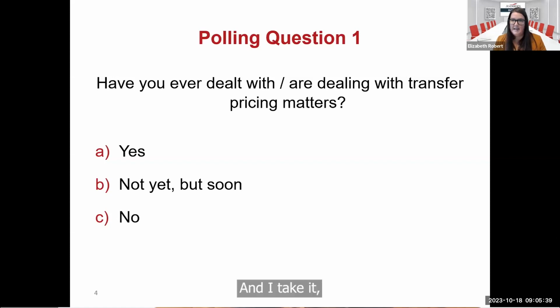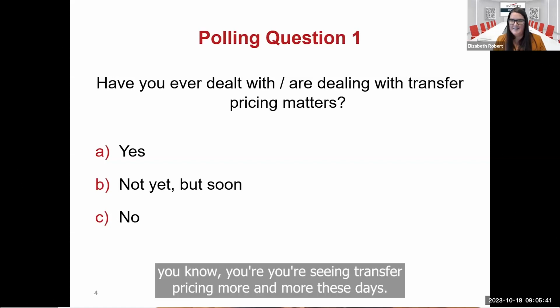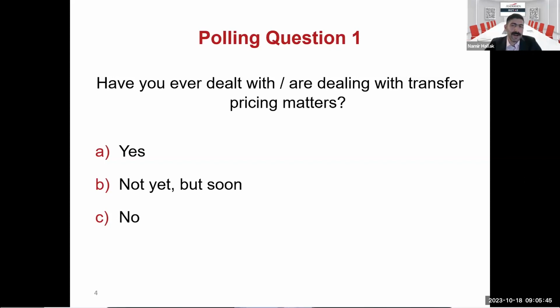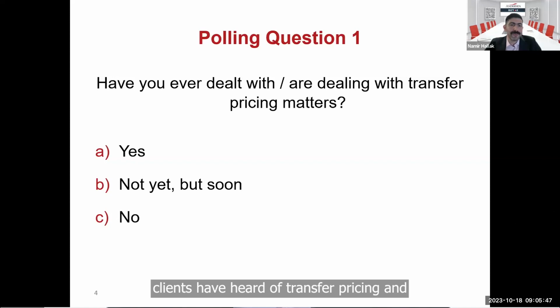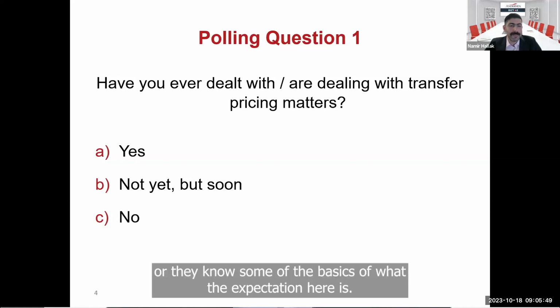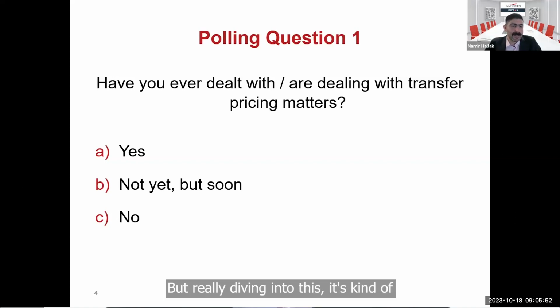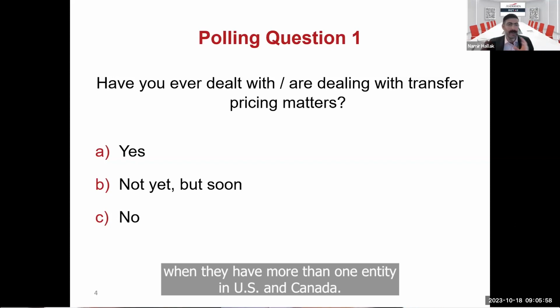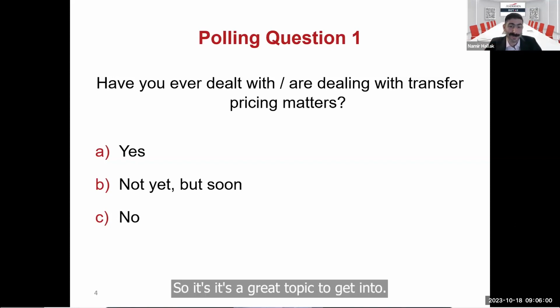And I take it you, Namir, are seeing transfer pricing more and more these days? Well, it's interesting because I think a lot of times clients have heard of transfer pricing or they know some of the basics of what the expectation is, but really diving into this is the first step as they're structuring their business when they have more than one entity in the U.S. and Canada. So it's a great topic to get into.